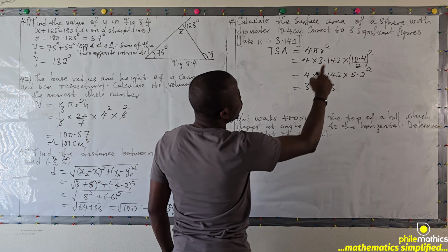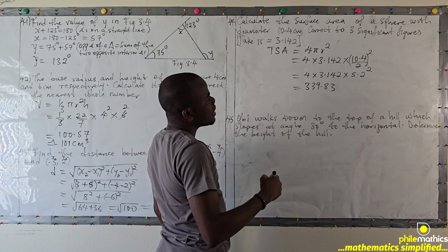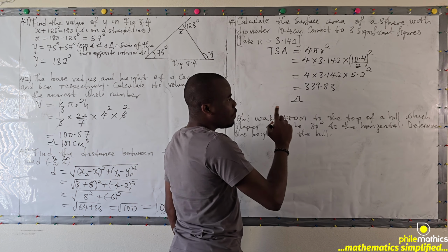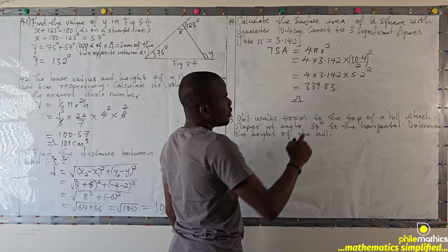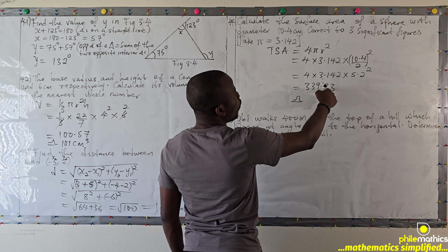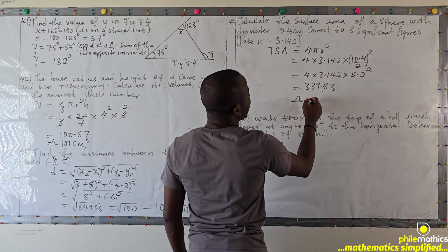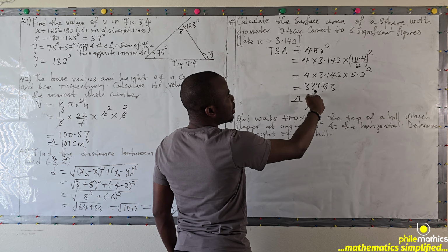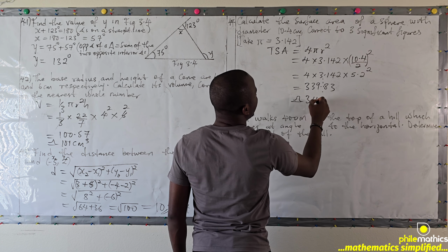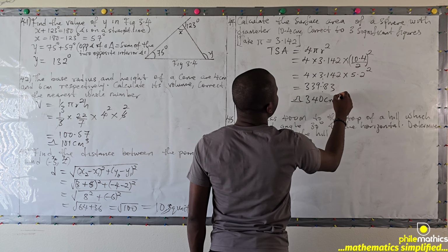Multiply this on a calculator, we get 339.83. We are asked to correct it to 3 significant figures. So approximately 3 significant figure means the first 3 non-zero digits. So this is 1, 2, 3. Since this is 5 and above, we round it up and add here. If we add it here, it becomes 10. Write down 0, carry 1, add it here, it becomes 4. So it is 340 centimeter square.